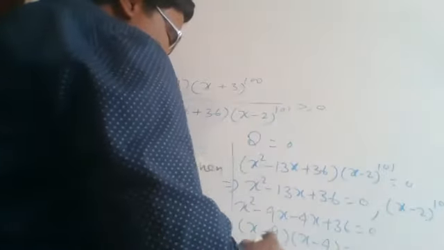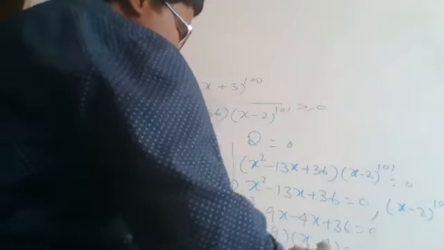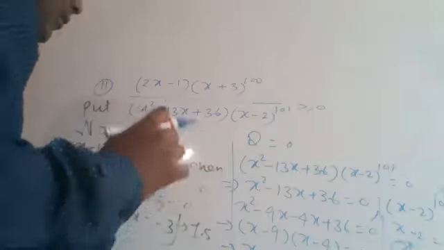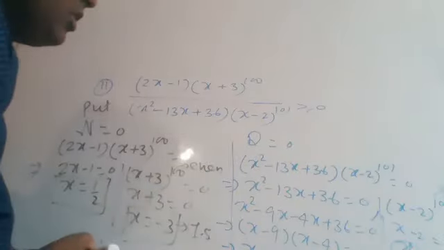This implies that x minus 9 is 0, so x equals 9, and x minus 4 is 0, so x equals 4. Simply. And after that, we put this one equal to 0, so we get x minus 2 is 0. Now this power is odd. If this power is odd, then what does it mean? The solution corresponding to this is a normal solution. It means we go down as usual. But here at minus 3, it is an isolated solution. Here the direction of the curve does not change.